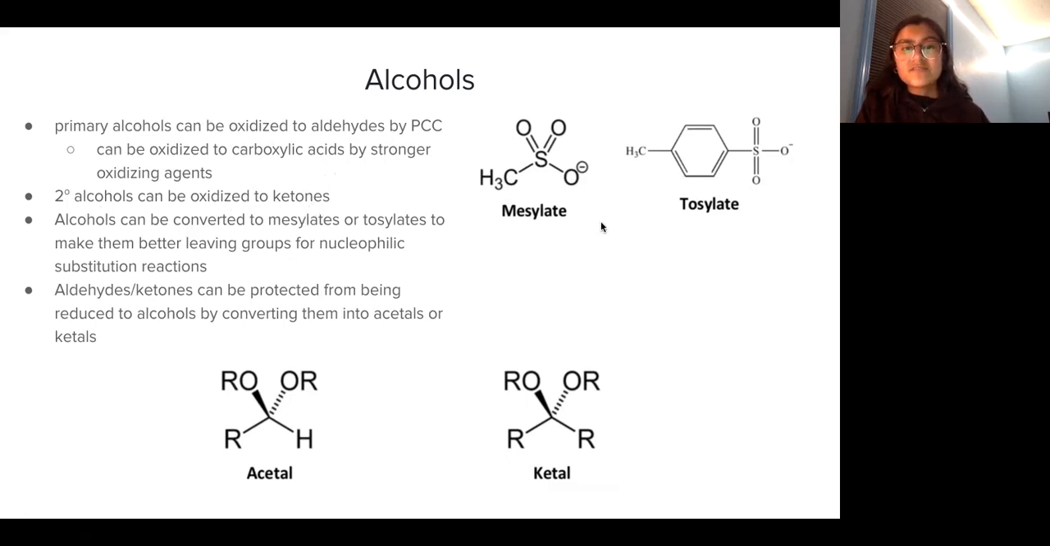Alcohols can also be converted to mesylates or tosylates to make them better leaving groups for nucleophilic substitution reactions. On the other hand, aldehydes and ketones can be protected from being reduced to alcohols by converting them into acetals or ketals. Acetal, of course, relates to an aldehyde, and you can see the hydrogen here, or ketal for ketone.